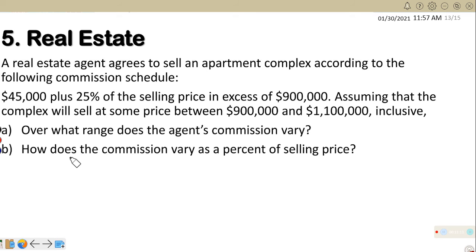So consider the next example, which is real estate. So we can see that inequality is very important. It has so many applications, even in real estate.